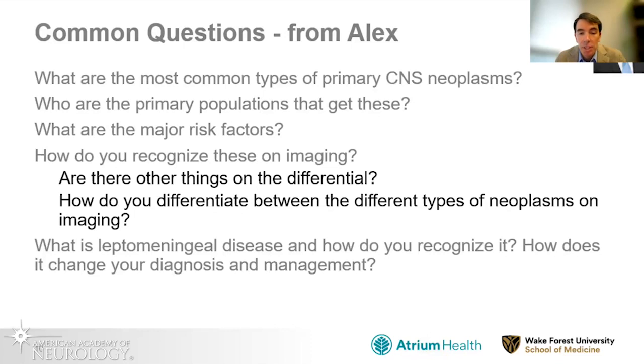This is spread of a systemic malignancy into the CSF space, which is often hematogenous, and it can occur from adjacent spread from a lesion in the spine or the brain, but really it's typically a hematogenous dissemination of a systemic cancer into the spinal fluid.